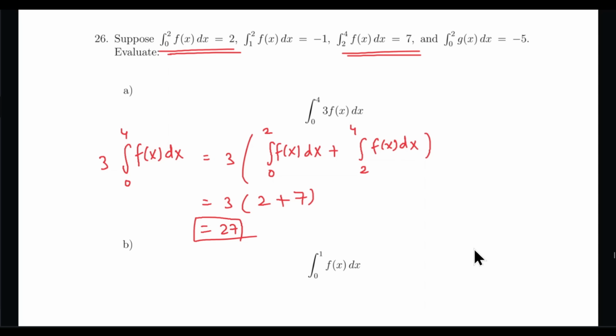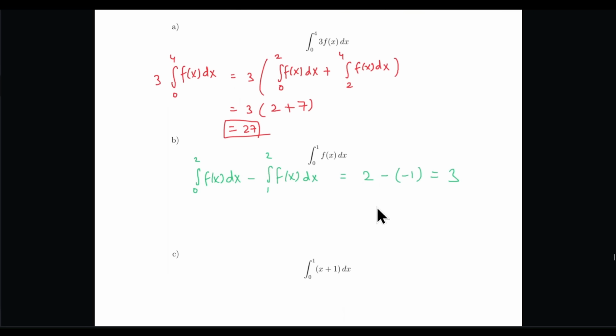Okay. Then we have 0 to 1 of f(x) dx. Once again, I do not have 0 to 1, but what I do have is 0 to 2 and 1 to 2. So obviously it makes sense that 0 to 1 integration is same as you integrate 0 to 2 f(x) dx, and then you subtract from it 1 to 2 f(x) dx. So that's 2 minus minus 1. Be careful with the double negative. So the answer will be 3.